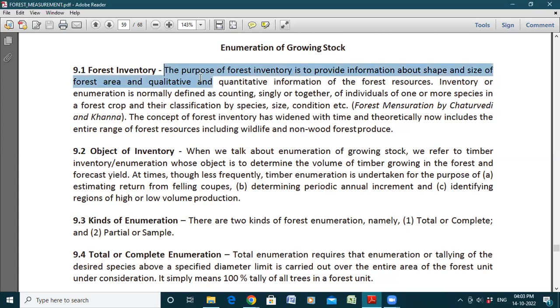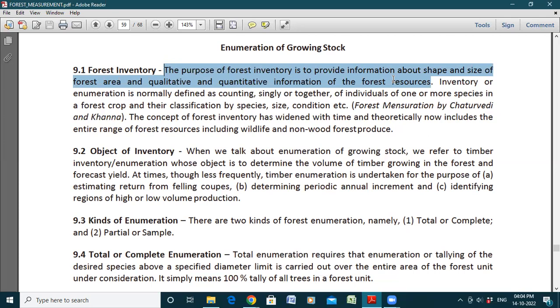The purpose of forest inventory is to provide information about the shape and size of the forest area, and qualitative and quantitative information of the forest resource. So the purpose of forest inventory is to provide qualitative and quantitative information about our forest area and forest resource.